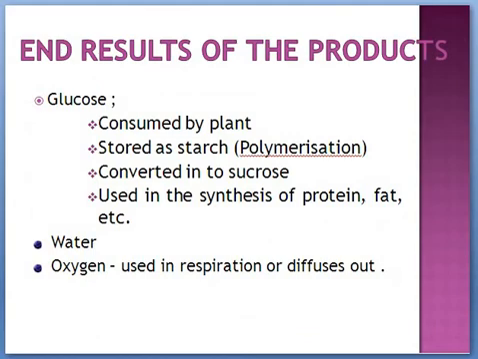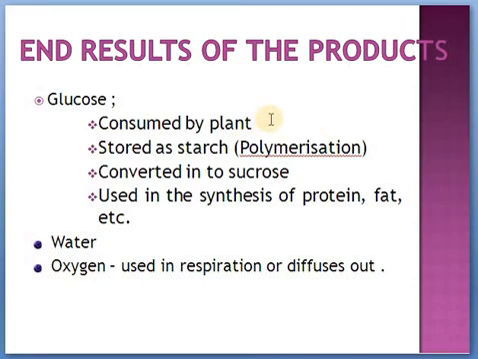And then the end results of the products. What will happen to them? Already we discussed the products: glucose, water and oxygen. One molecule of glucose, six molecules of water and six molecules of oxygen. So what is happening to this glucose? This glucose can be consumed by the plant itself for its development, when the plant cell does its own respiration.